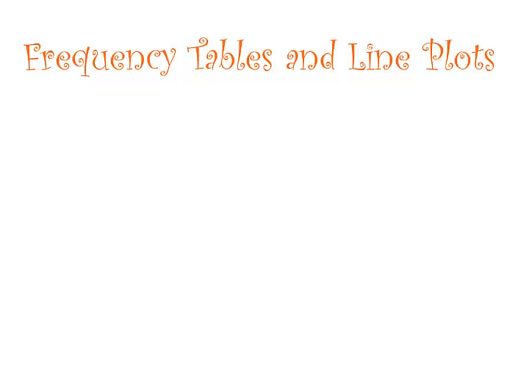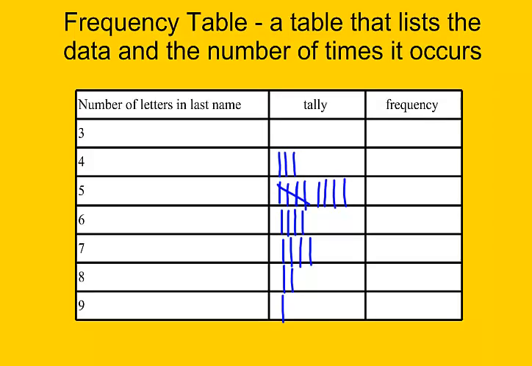This lesson is on frequency tables and line plots. A frequency table is a table that lists the data and the number of times it occurs. In this frequency table, we've counted the number of letters in the last names of students. Notice we've made tally marks as each student would tell us the number of letters in their last name.